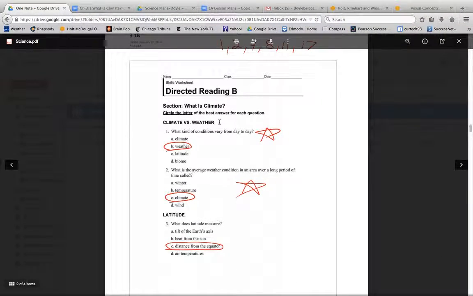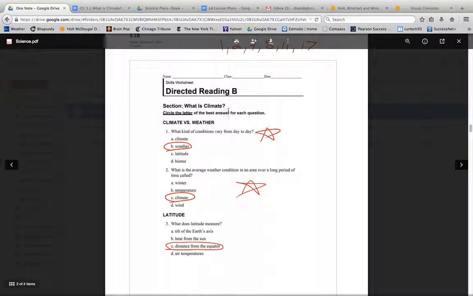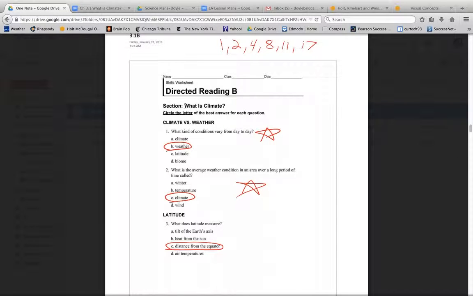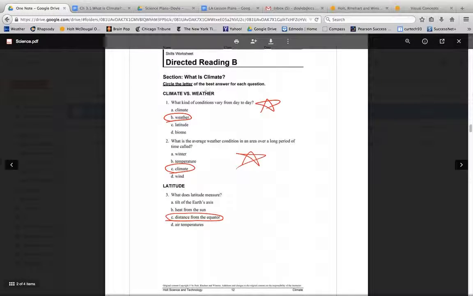All right, here are the correct answers for directed reading B. This section is called What is Climate? And it starts on, I believe, page 72 in your book. So a big part of our studies at first is going to be the difference between climate and weather. So number one, what kind of conditions vary from day to day? Well, that's the weather. Weather varies all the time.